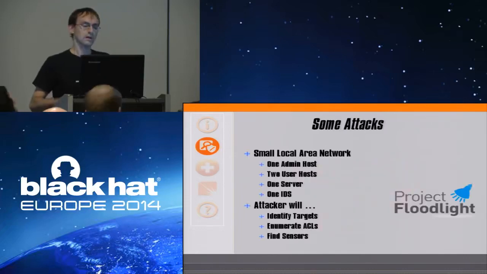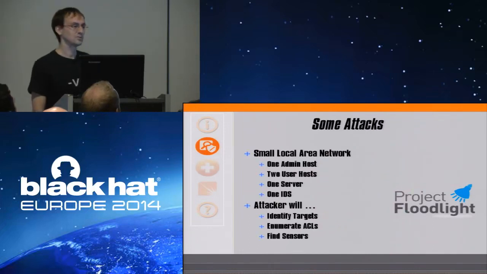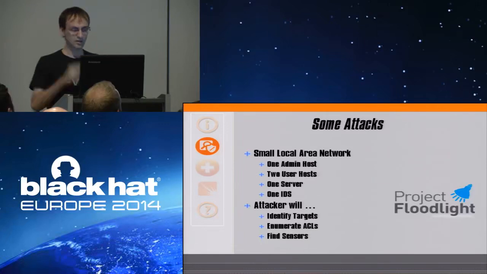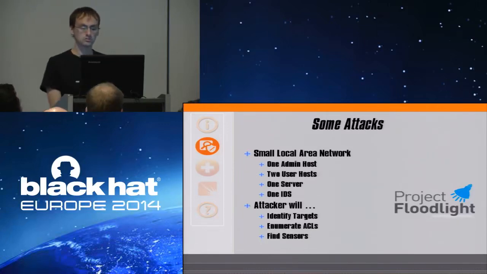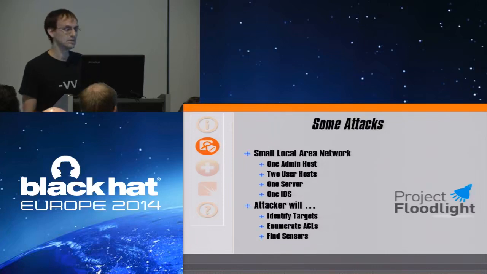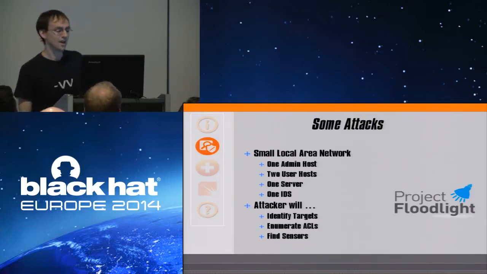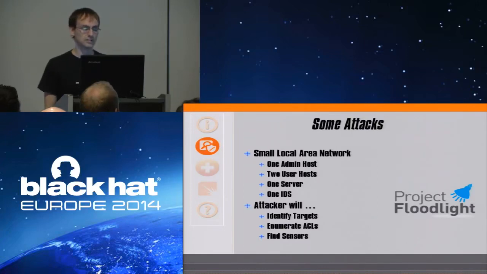Okay. Now, of course, what's next, right? All right, so once we found this controller, right behind this controller is a small little network: one admin host, 2 user hosts, 1 server, and 1 IDS, which I will henceforth call the sensor. It can be anything, but it's going to be something like an IDS. An attacker, me, I'm going to save the fun stuff for myself. I'm going to identify targets. I'm going to enumerate ACLs. I want to know what they're protecting, of course. And then I'm going to find sensors to see if anyone is listening.